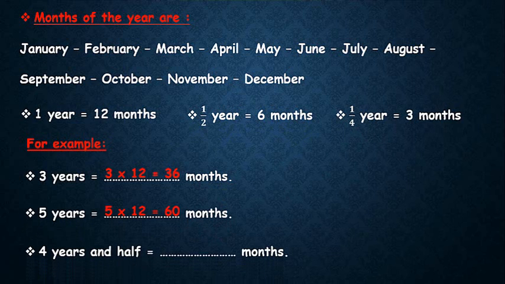Last example, 4 years and a half equals dots month. So instead of the word 4 years, we are going to make 4 times 12. It will be 48. And the word and means plus. Half year equals 6. So we are going to make 48 plus 6. It will be 54. So there are 54 months in 4 years and a half.